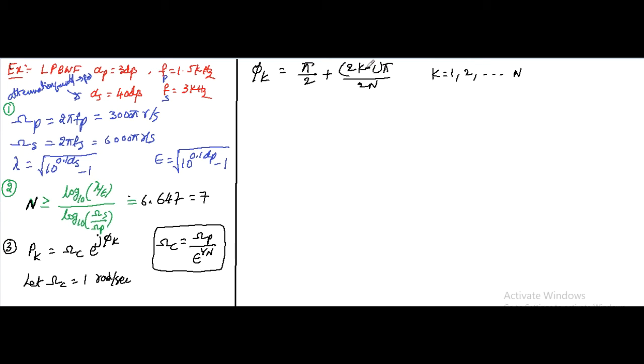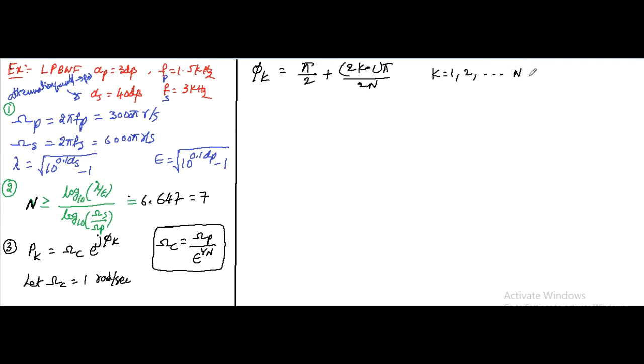Here I have written the formula as 2k minus 1. Sometimes we can use 2k plus 1. But if you write the 2k plus 1 formula, the k range changes. The k range starts from 0. So if the formula consists of 2k plus 1, then k goes from 0 up to n minus 1. Now here I have written 2k minus 1, that's why the k value starts from 1 onwards up to n. So n is the order of the filter.